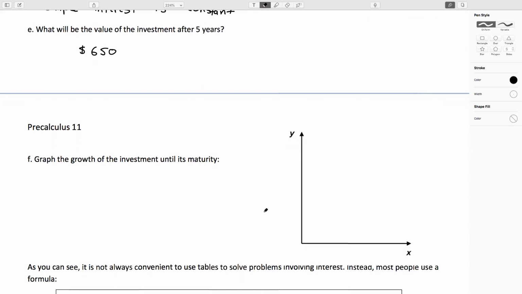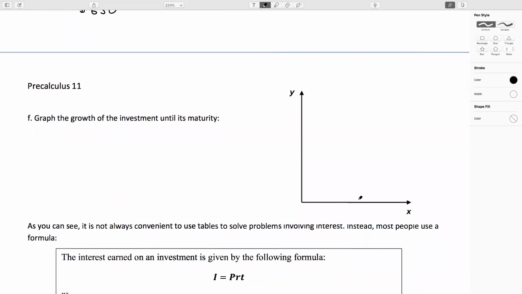And lastly, graph the growth of the investment until its maturity. We're not going to plot this point by point. We can, but in light of time, we're going to do it more as a sketch this time. On this axis is going to be the value of our investment, so that's going to be value in dollars. And on this axis is going to be time. Technically, it's going to be in years.